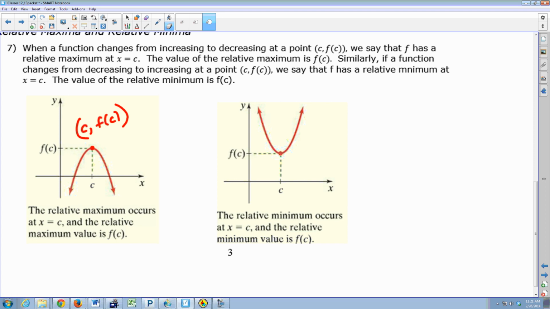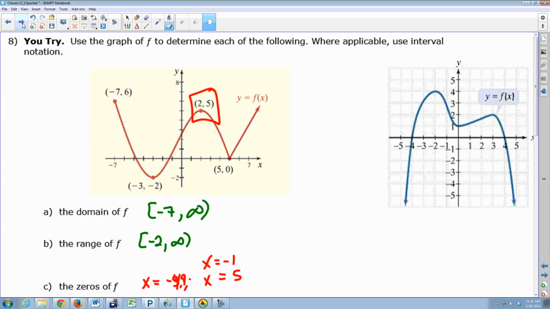Now here's why the point -7.6 is not included in that answer. When a function changes from increasing to decreasing, a relative maximum will occur. When a function changes from decreasing to increasing, a relative minimum will occur. So let's look at this point right here. And why am I not saying 6, for those people who thought it was, either Cooper or Ben? Why am I not saying that 6 is a relative maximum?